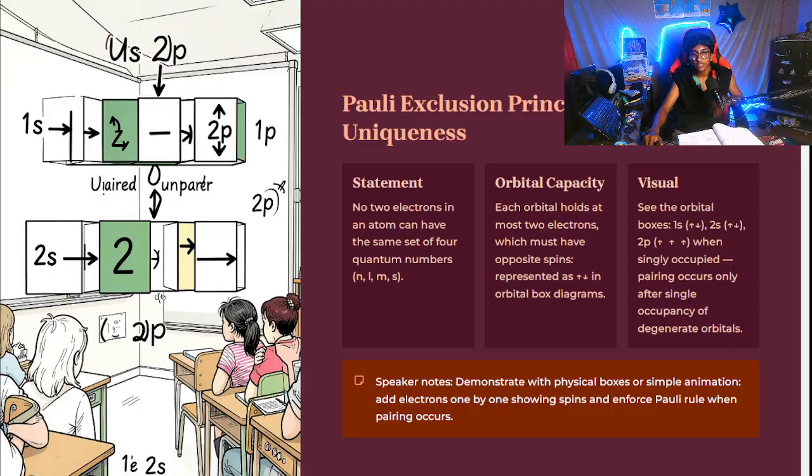Now, let me apply this principle to an orbital. Suppose we have one empty orbital. Can we place an electron inside it? Of course we can. Can we place a second electron? Yes, but there's an important condition. The second electron must have the opposite spin. Okay? It should be up arrow or down arrow. The first electron may have a spin of plus half, represented by an upward arrow.